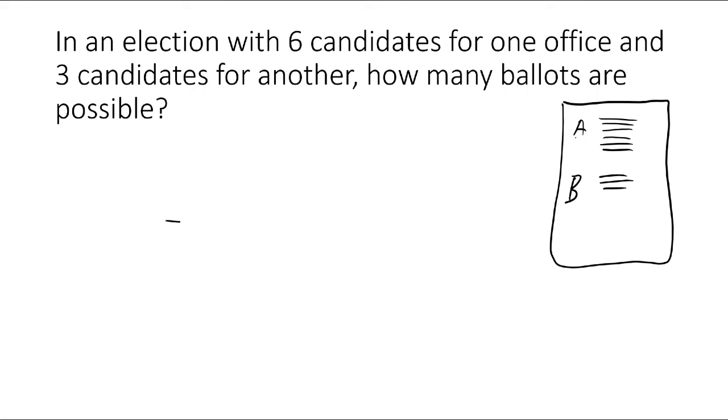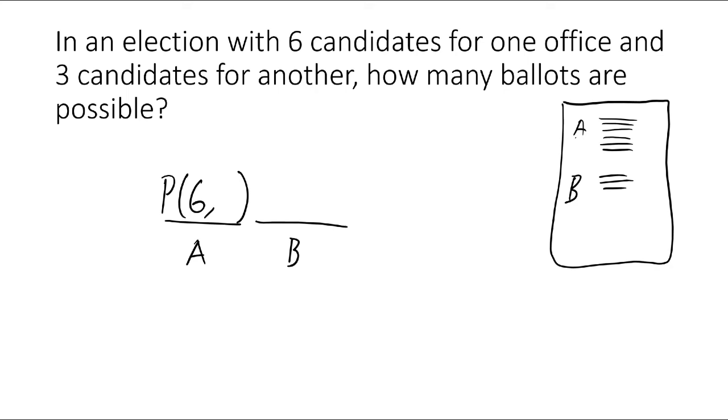So we have two different offices, so I'm going to draw two blanks. So we have Office A and Office B. So that is the number of arrangements of both. So for Office A, we have a permutation. The first number is how many names do we have to choose from? And that's 6. There are 6 people running for the office. The second number is how many names we want to arrange.